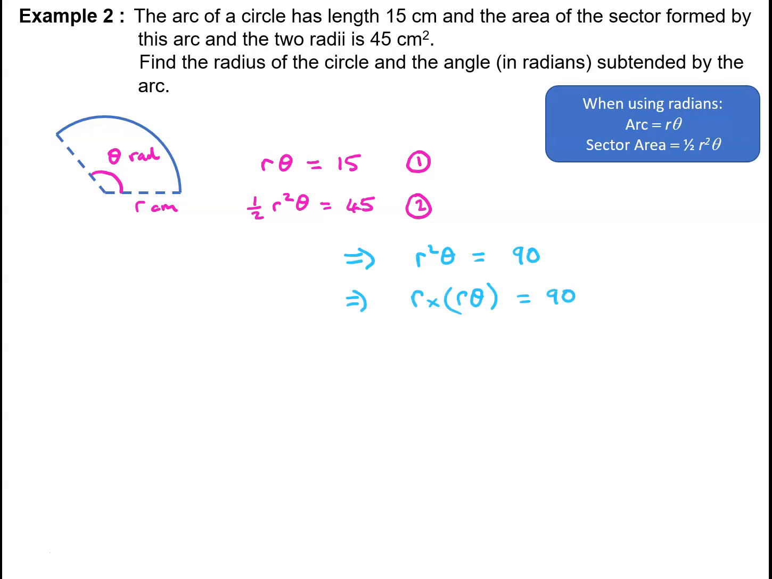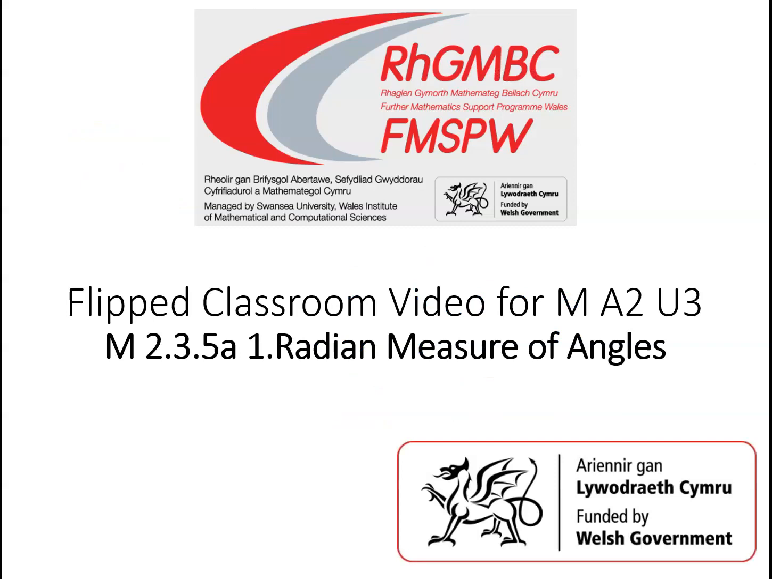But r squared theta, of course, is simply r times r theta. And I know that r theta is 15. So I've got r times 15 equals 90. So r must equal 6 centimetres. And if r equals 6 centimetres, then I must have, from equation 1, theta equaling 2.5 radians. So that concludes our introduction to the use of radians for measuring angles.